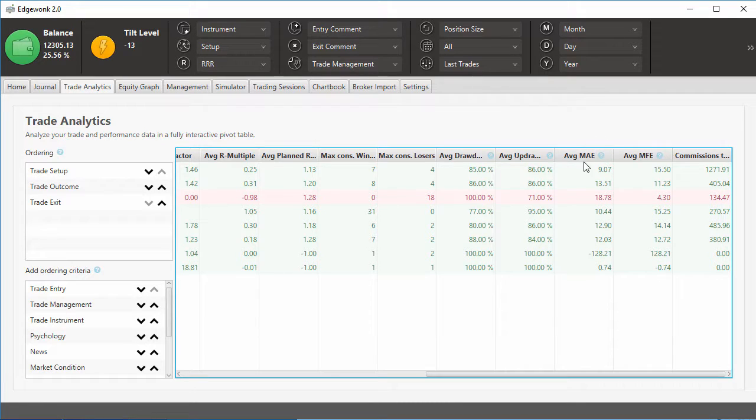And you can see here on the right hand side, we have the MAE and the MFE as well, which are essentially the same, but those metrics don't put the price movement in relation to your stop loss and your take profit order. So here you just see the general point values, how much price went into your favor and how much price went against you. And so you can use this information to improve the way you set your stop loss orders and your take profit orders.